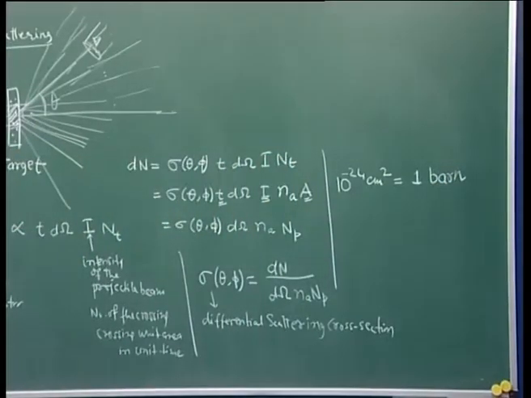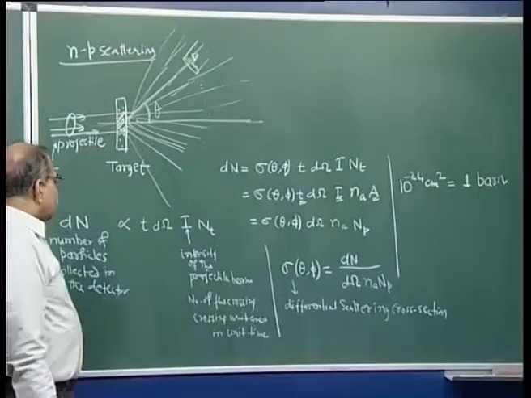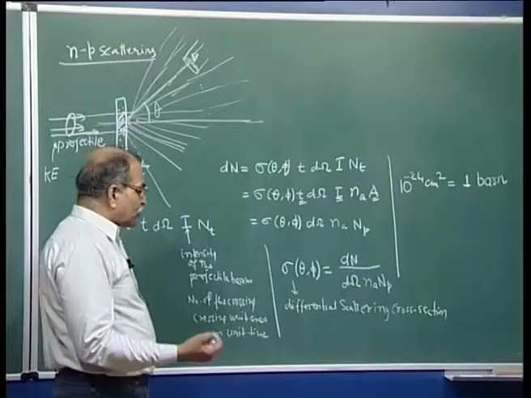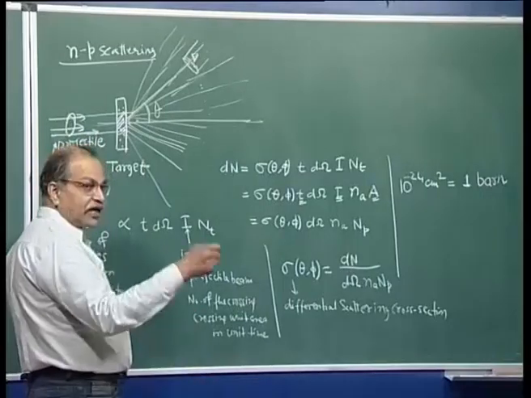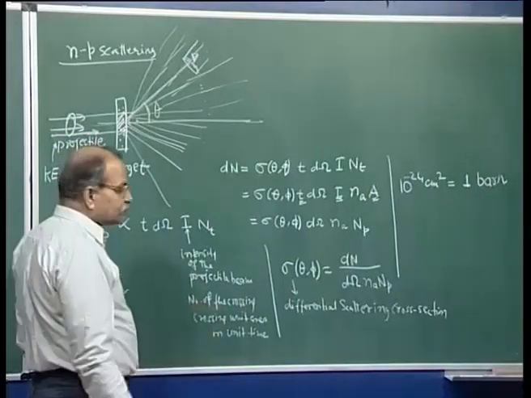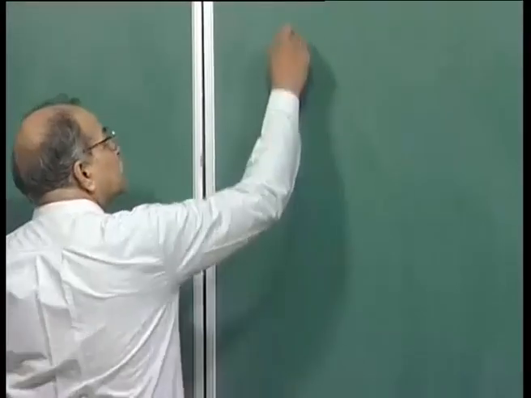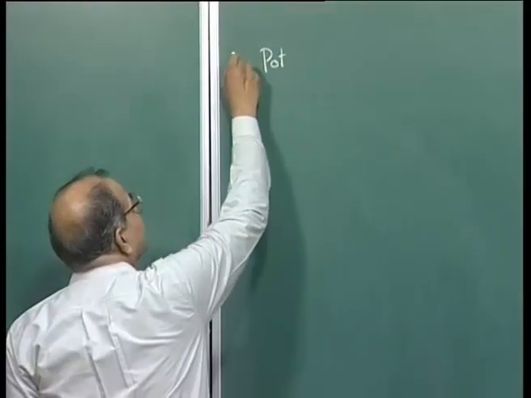So, cross sections are generally quoted in these units. So, let us see from this neutron proton thing, what do we expect if we assume a square well potential and so on. So, again some basics of scattering by central potential.